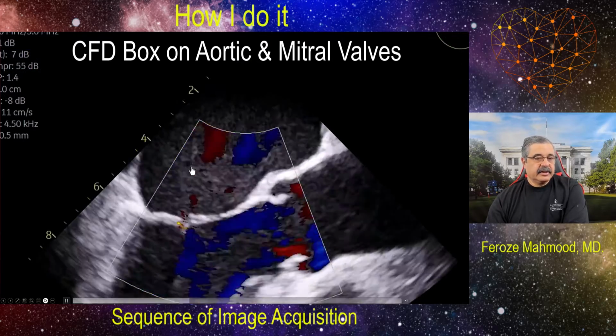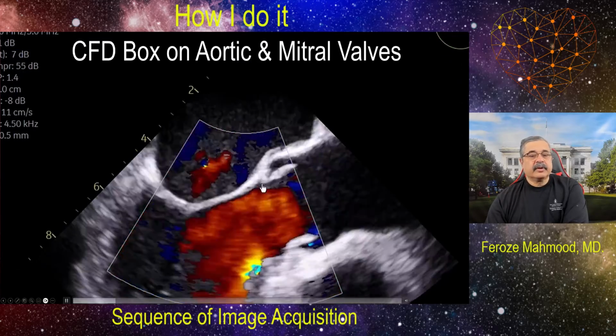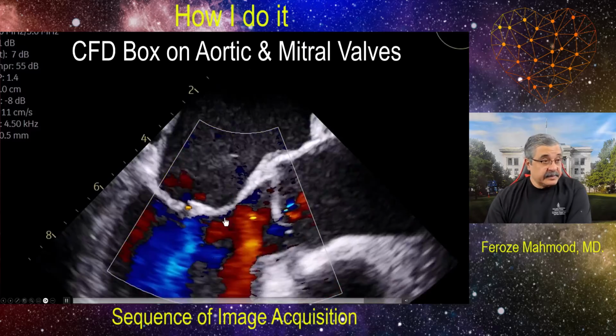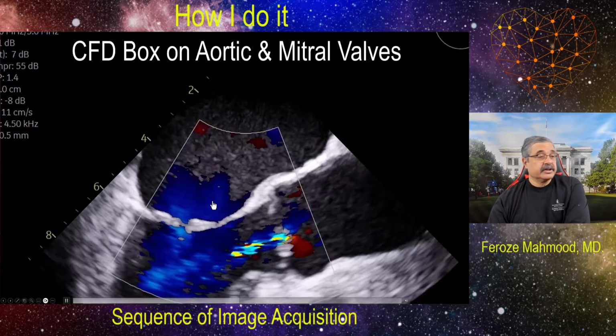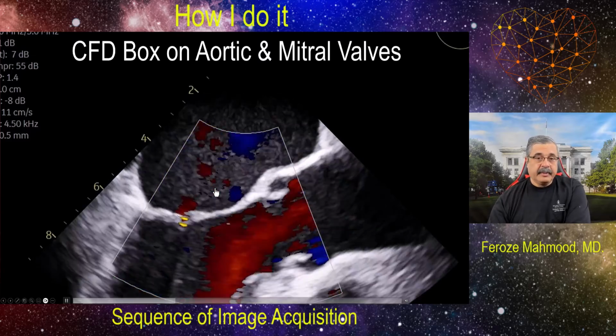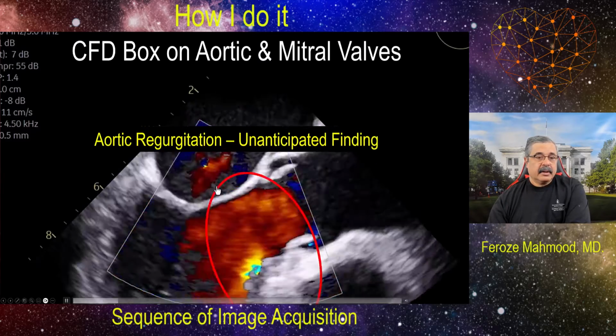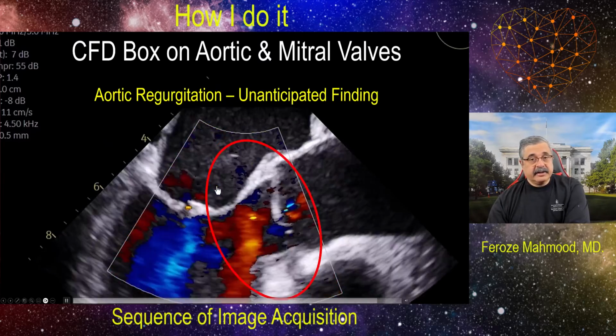This is what we do in real life. This is the aortic annulus, the sinuses of Valsalva, and the sinotubular junction. At this location, we also put in color flow Doppler to look at both mitral and the aortic valve. In this specific patient, the unanticipated finding was the presence of aortic regurgitation, which was not known preoperatively. So that was an unanticipated finding.